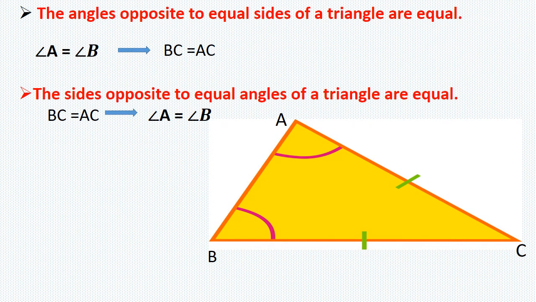The angles opposite to equal sides of a triangle are equal. If angle A is equal to angle B implies the sides opposite to these equal angles BC is equal to AC. And also the converse statement is true. The sides opposite to equal angles of a triangle are equal. If the side BC is equal to AC implies the angles opposite to these equal sides angle A is equal to angle B.